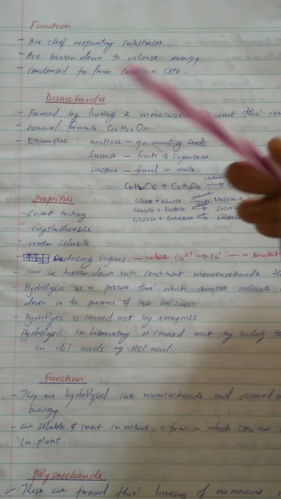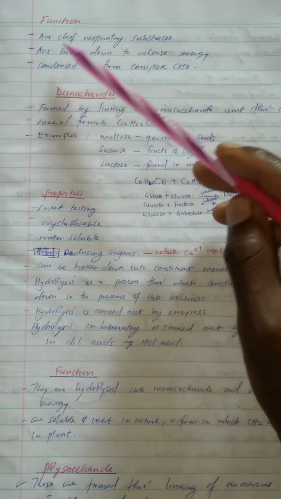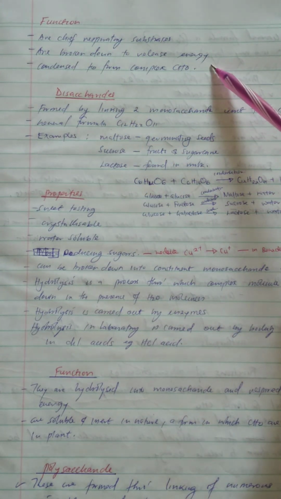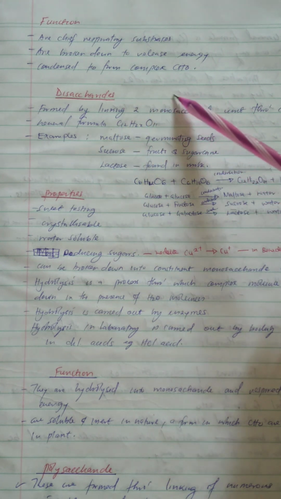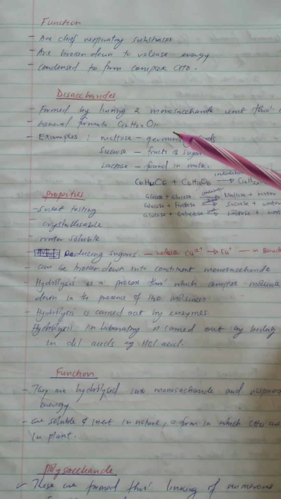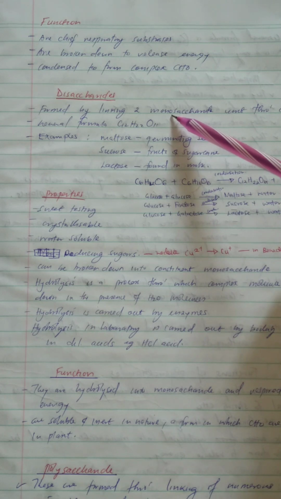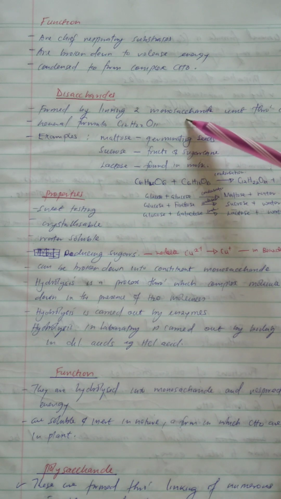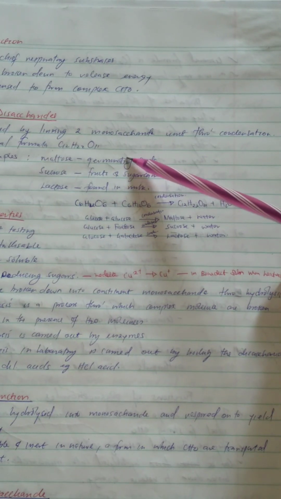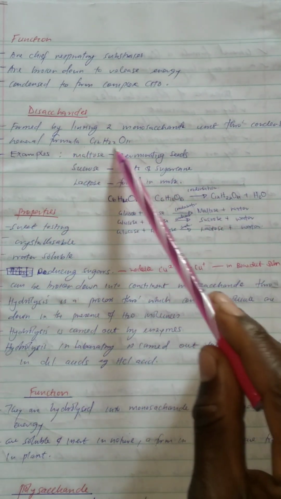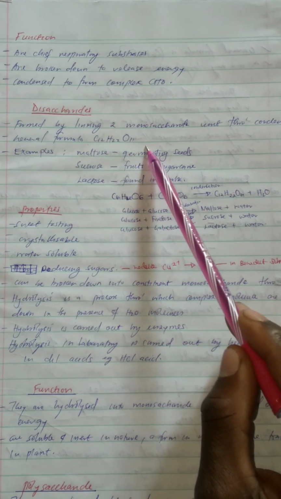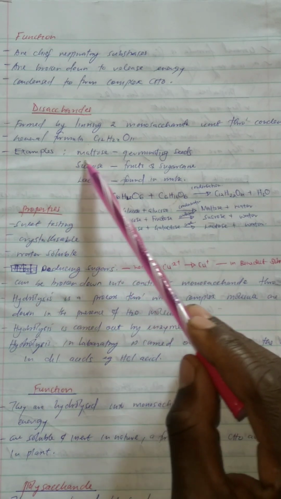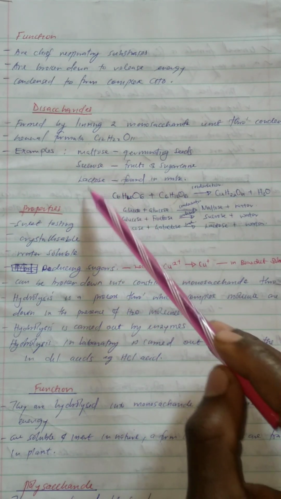Then what are the functions of monosaccharides? 1, they are a chief respiratory substrate. 2, they are broken down to release energy. And 3, they condense to form complex carbohydrates. So that's all about monosaccharides. Let's go to disaccharides. They're formed by linking two monosaccharide units through condensation. Number 2, their general formula is C12H22O11. Examples here include maltose, sucrose, and lactose.